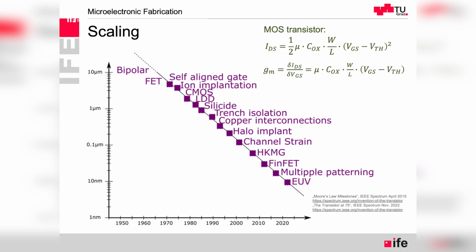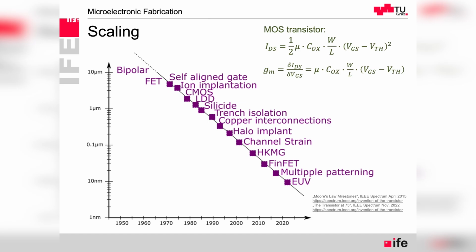Then halo implant. I'm going to speak a little bit more about it in just a couple of minutes. That's to reduce the drain source leakage currents. HKMG, so high dielectric constant metal gate. Then FinFET, multiple patterning, and EUV, so about HKMG and FinFET again, and channel strain. I'm going to speak a little bit more in individual slides.